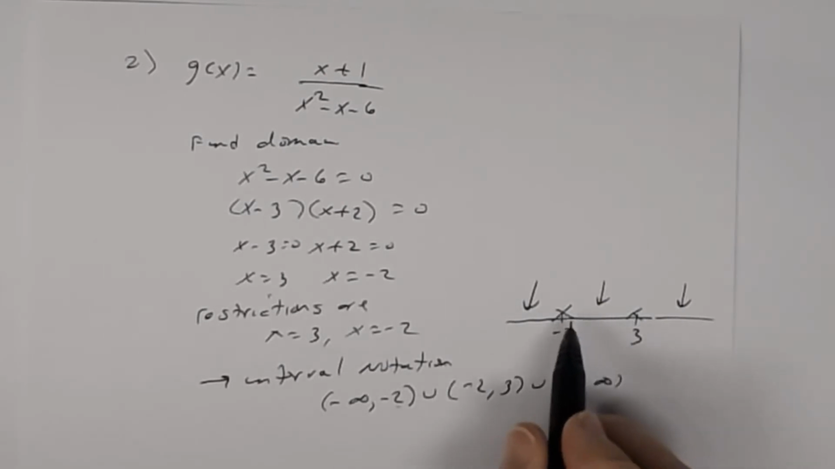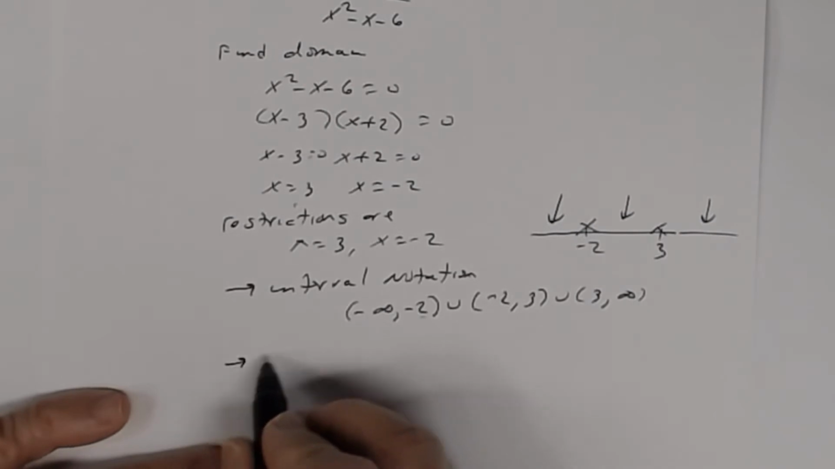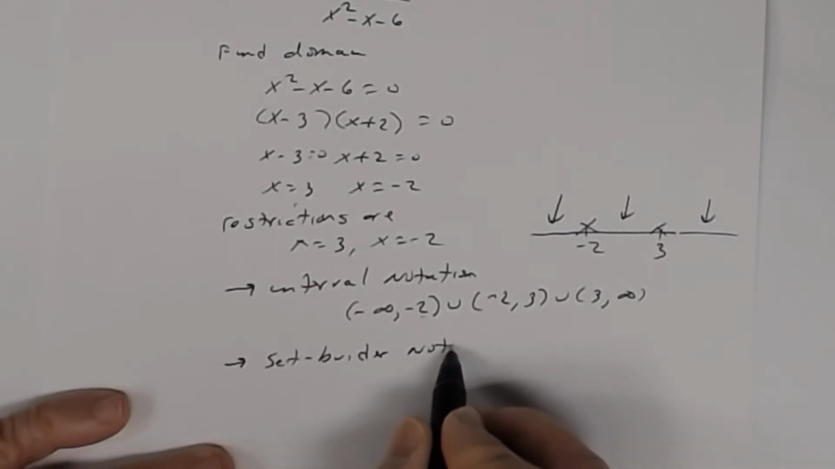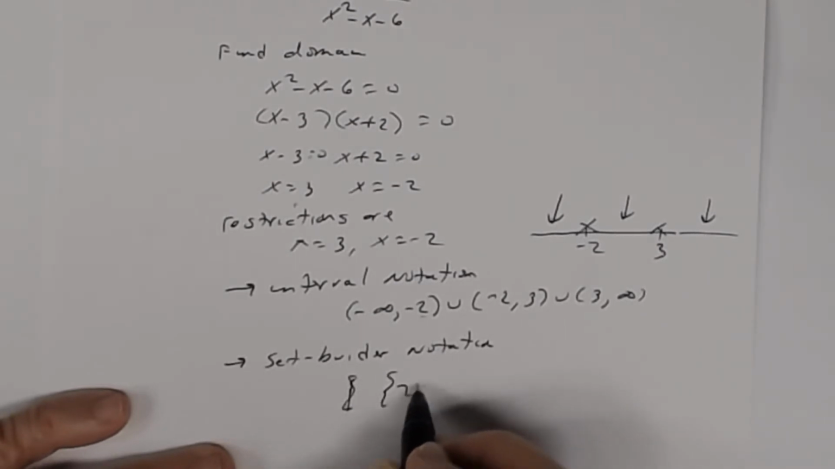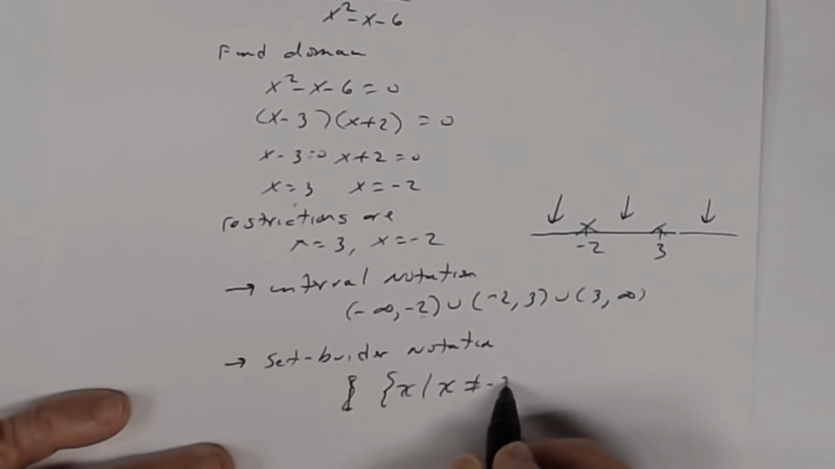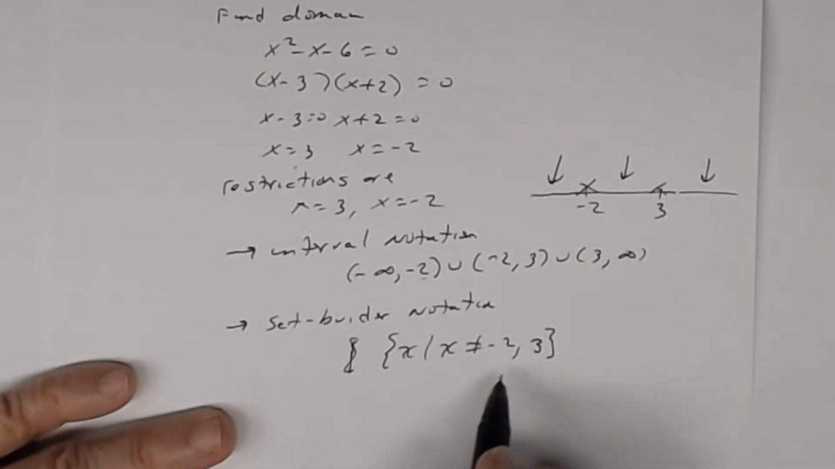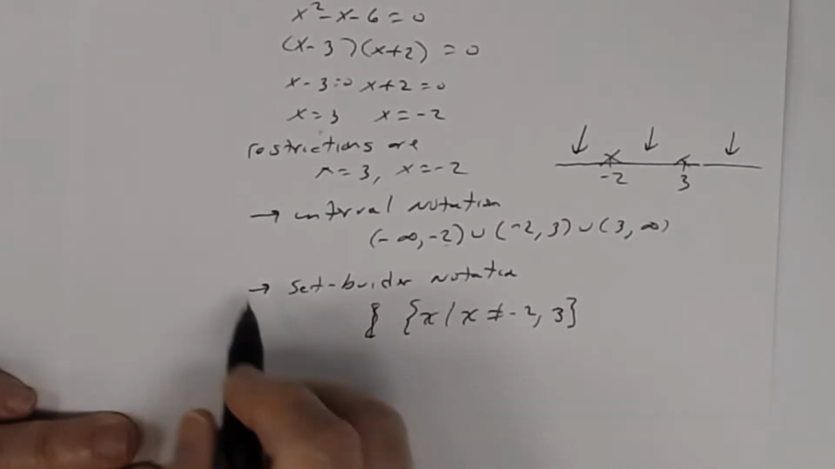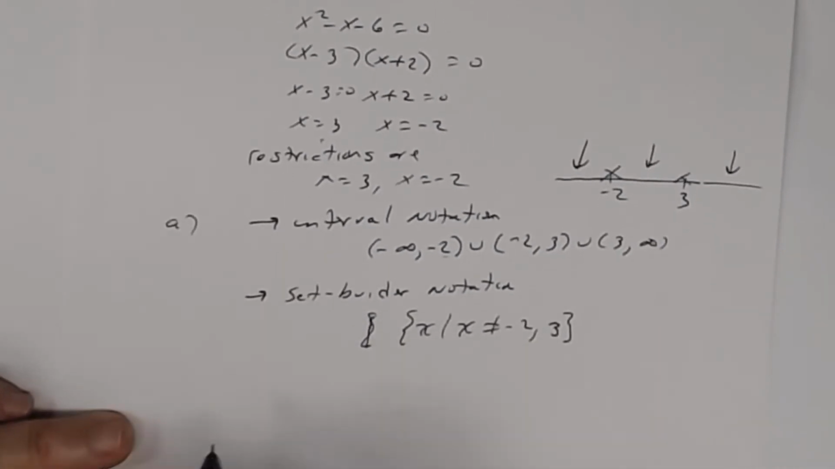So those three intervals correspond to those right here. In set builder notation, you're going to say the set of x's such that x does not equal negative 2 or 3. Okay, so all real numbers except negative 2 and 3. All right, now part B, so that was part A. So this is the answer to part A.